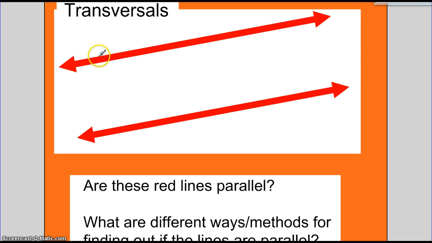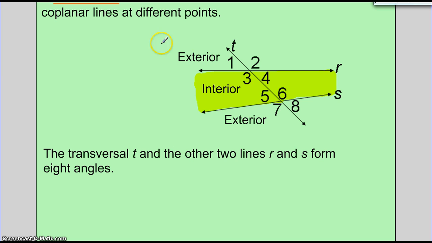Transversals. So these are two lines. They look parallel, but we don't know for sure. And so we use transversals as a tool to figure out whether these lines are actually parallel. So you can't see it, but it says a transversal is a line that intersects two or more coplanar lines at different points. So this line right here, line T, is intersecting R and S. Here's my point of intersection. Here's my point of intersection. Okay.